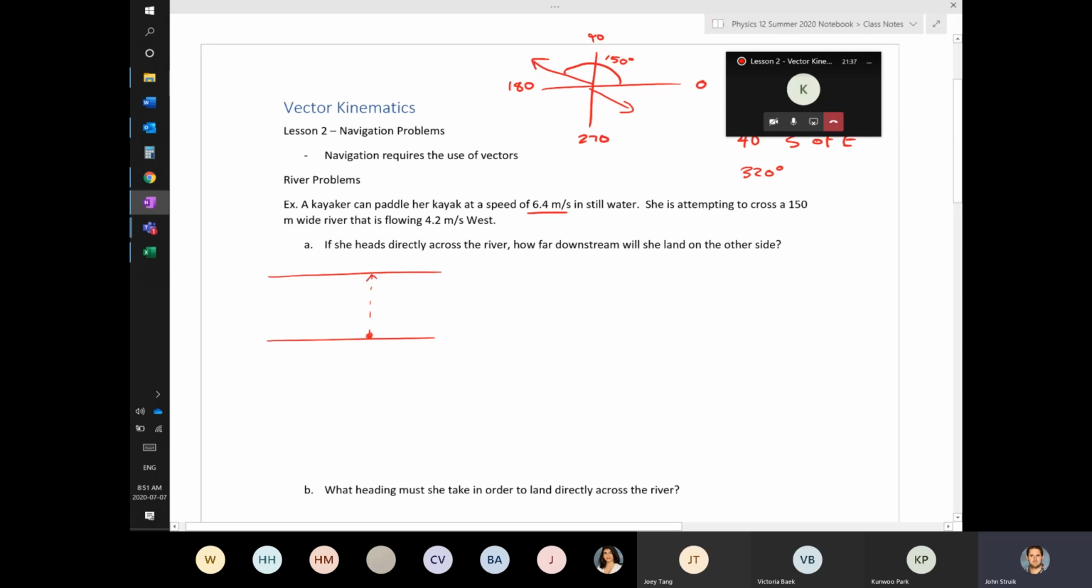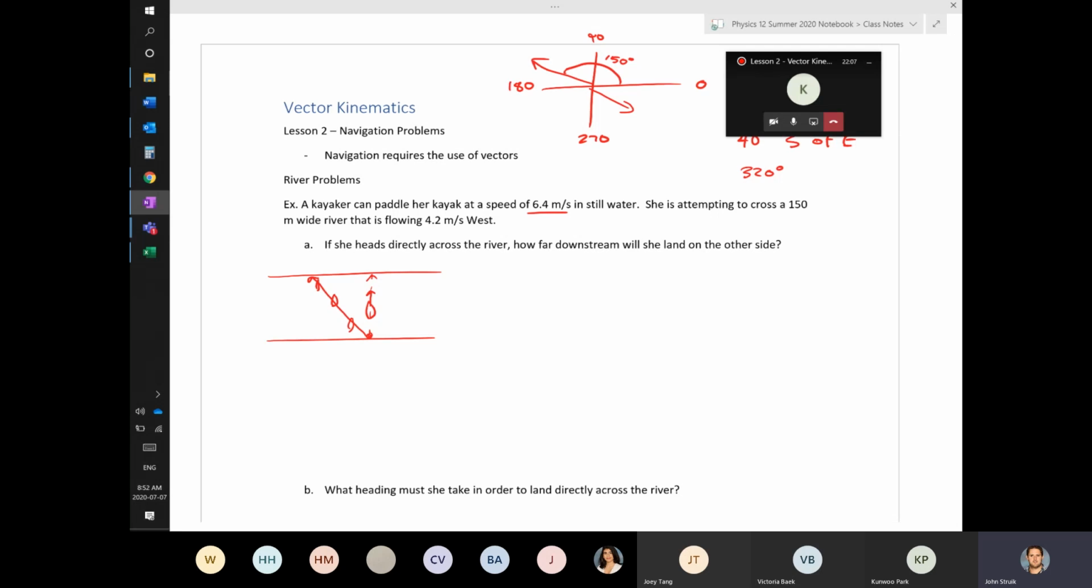But as she's kayaking, keep in mind that her kayak's always going to be pointed that way. As she's doing that, the river is going to bring her kayak downriver. It's going to push it downstream. So her actual motion, if I draw the kayak, is going to look like that. She's going to end up down here somewhere. Now, she's pointing directly across the river.